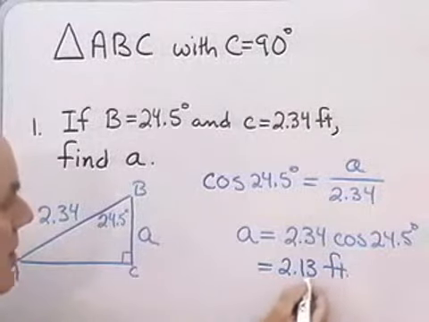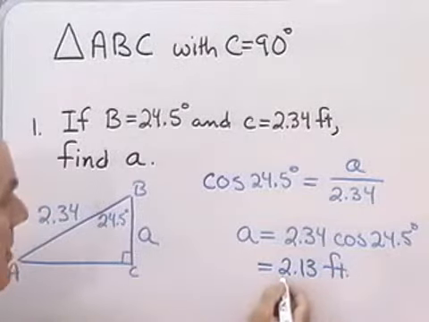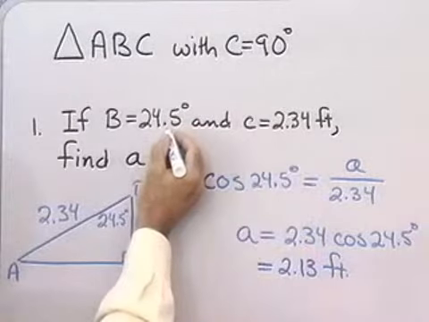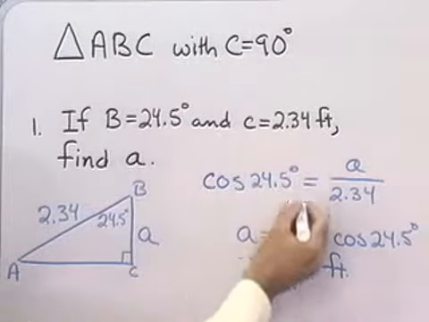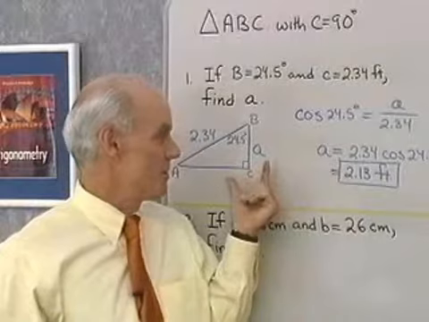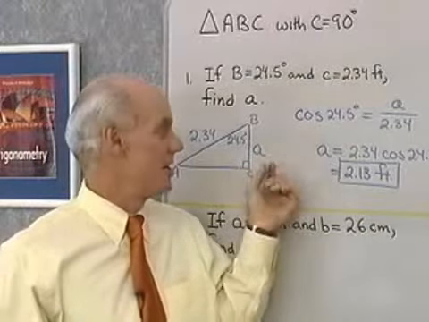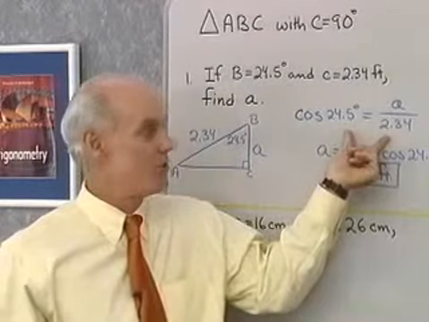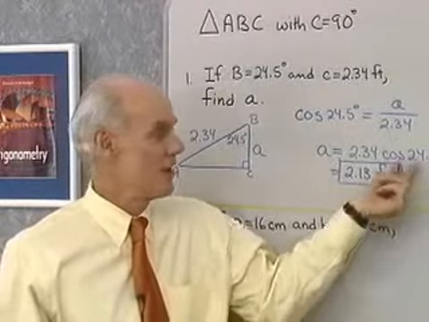I round to the nearest hundredth, so I have 3 significant figures here because my original side had 3 significant figures and my angle is to the nearest tenth. So following my rule for significant figures, that side comes out to be 2.13 feet. So I just simply draw a diagram, I label the parts I'm given and the part I'm looking for, I look for a trigonometric function that relates all 3, and the rest after that is algebra and a little calculator work.